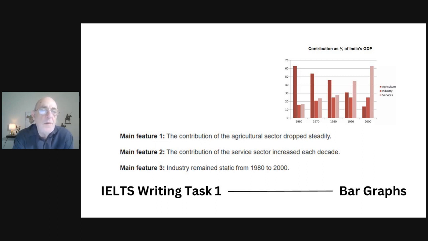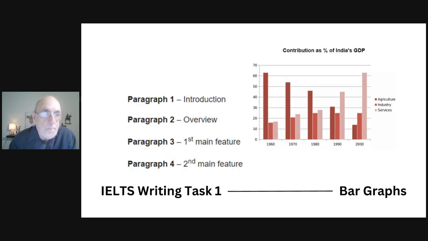So in this case, we have the contribution of the agricultural sector, we have the contribution of the service sector, and we have the industry sector that we want to deal with. So what we've done is we've just taken the 3 different sectors and described these in the form of our main features. And this is all that we have to deal with when it comes to our essay.